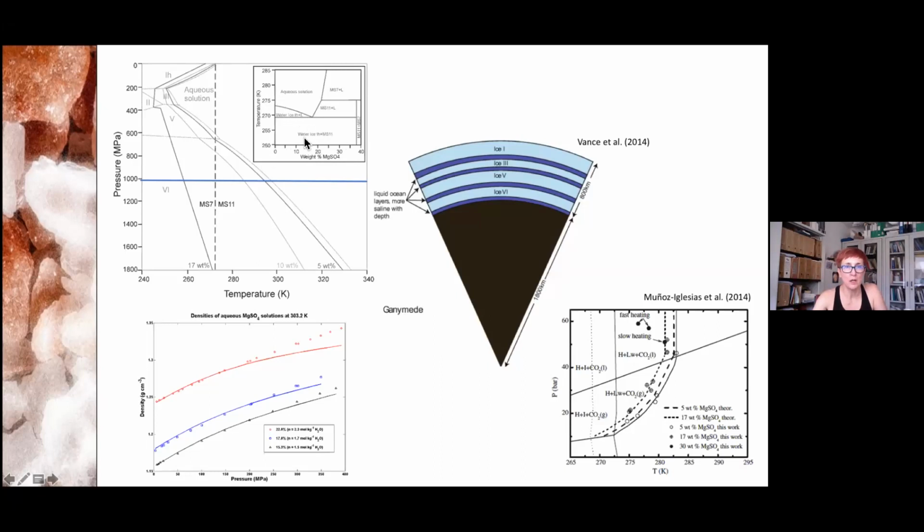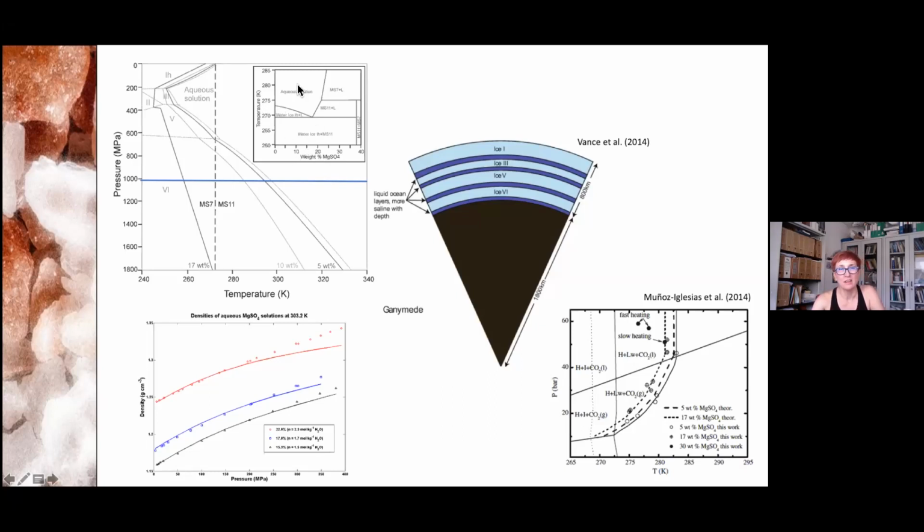So this line here means the melting line. So this point, which is the lowest, is the eutectic that I mentioned before. And then this composition here, about 17% weight in magnesium sulfate, is the eutectic composition.